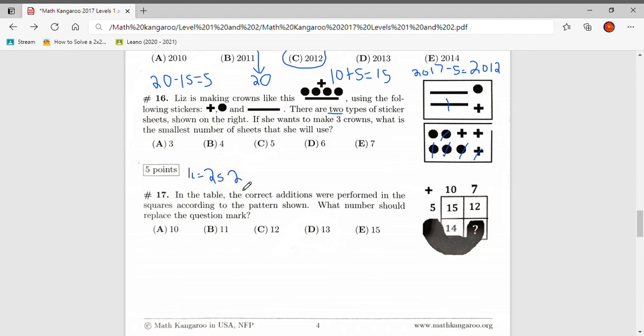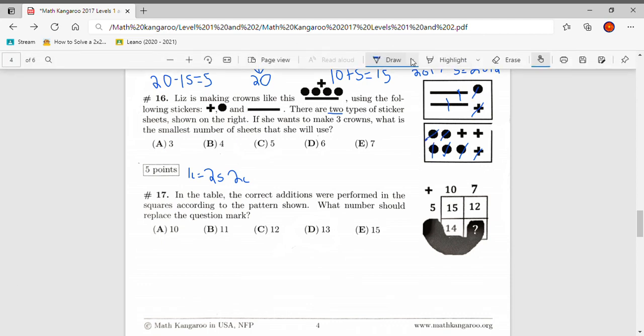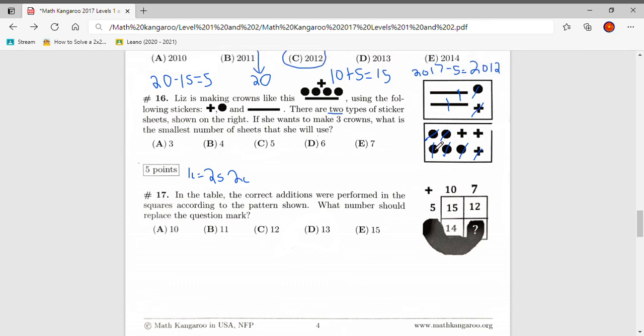Now, 2 crowns. She will have to use 1 line, 1 plus, and now 1, 2, and we can see that we are short of circles. So we're going to have to get a third sheet, and we're going to get a third of this because it has more circles. So red will be pretending that we got another one. So cross out 2 more. So 2 crowns need 3 sheets.